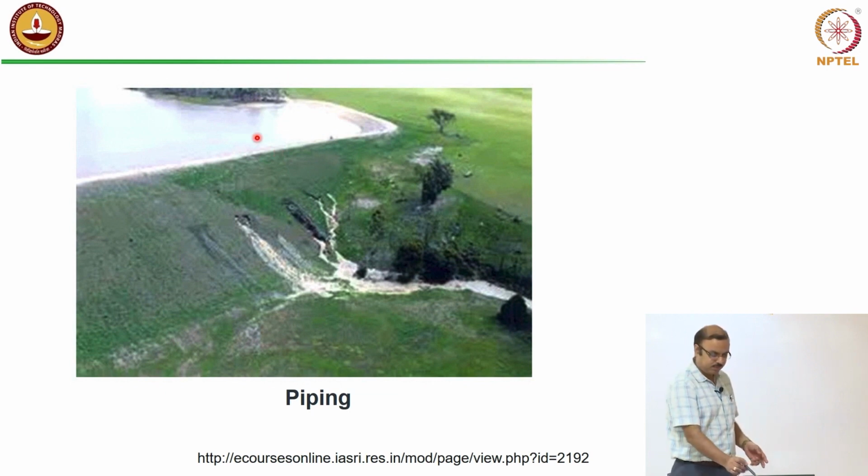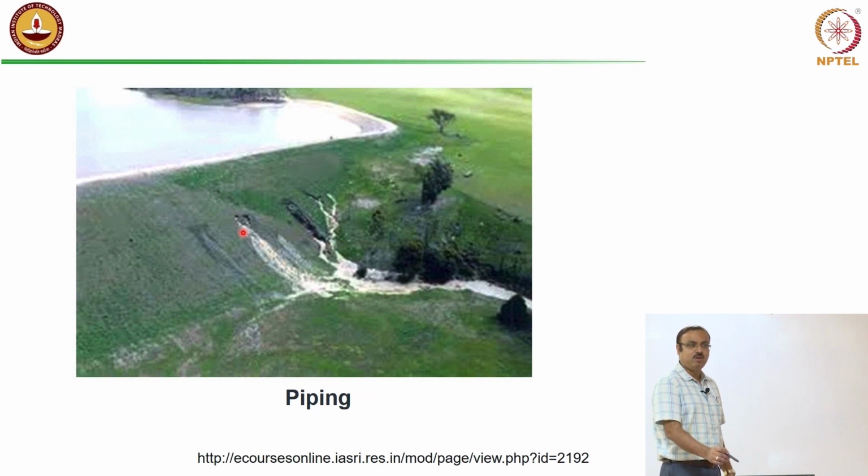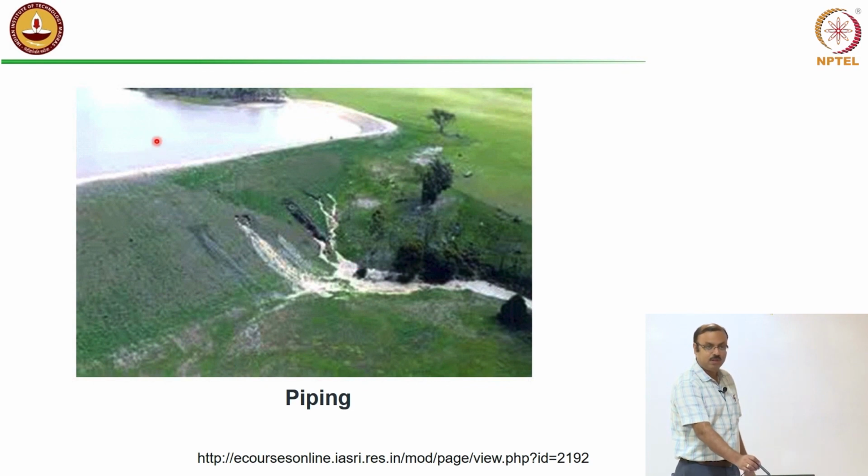It's a big reservoir. But due to certain failure, certain lack of monitoring, that's what I say, monitoring is so important. Lack of monitoring, what will happen is, there will be a problem on the downstream side. So, this is your upstream side where the water is stored. On the downstream side, a situation comes where water from this side forms a kind of pipe below this embankment and it is coming up here. So, this water is basically coming from the reservoir itself.